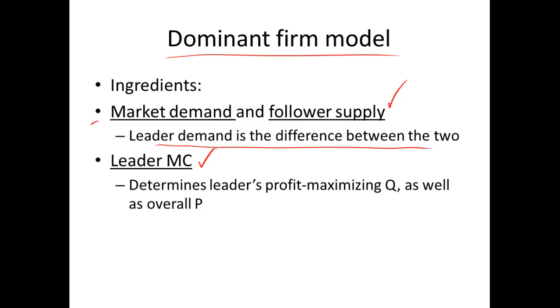Why is that? Because once we have leader demand based on the elements of this bullet point up here, we can get leader marginal revenue. Given leader marginal cost, we can find the leader's profit maximizing output as well as the price the leader charges, which in turn becomes the price that everybody faces. It's kind of a lot going on there, so we'll take it just one step at a time.